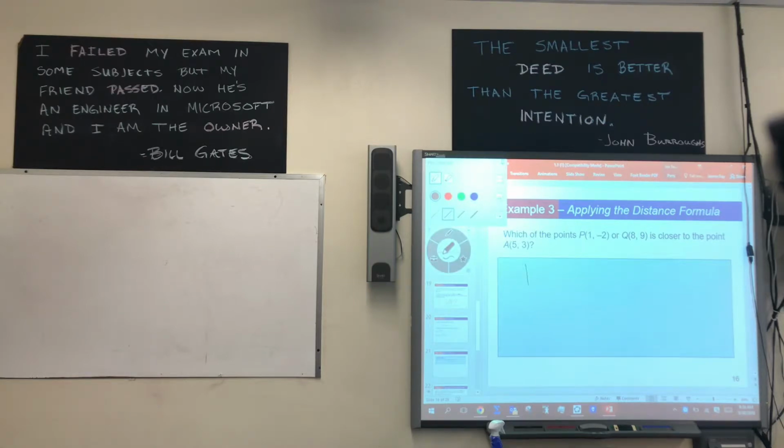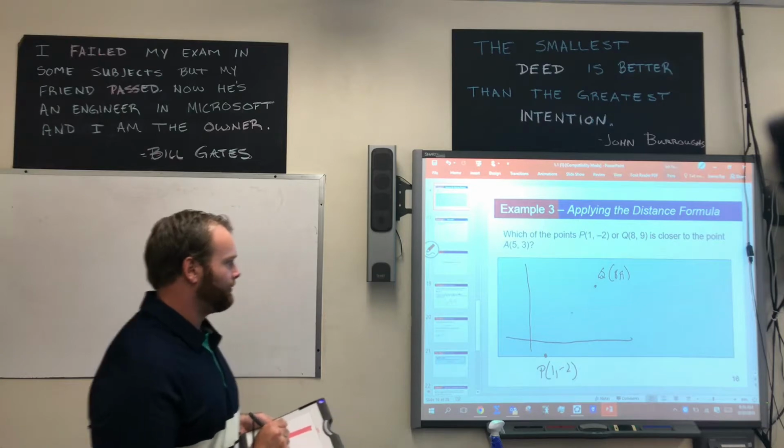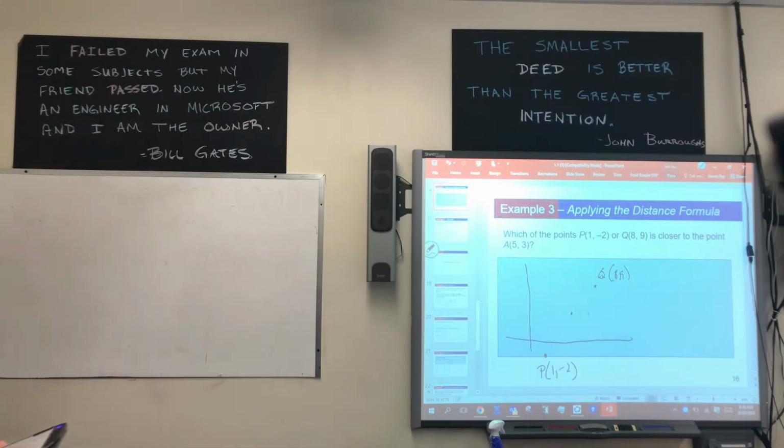So, when you draw a sketch, obviously you've got your options and your preferences. My preference is not to really be all that accurate with my scale. Okay? Obviously, I'm going to make P (1, -2). I'm going to put that in the right quadrant, so (1, -2) might be down here. Q, (8, 9), that's going to maybe be up here somewhere. And then A at (5, 3) maybe there.